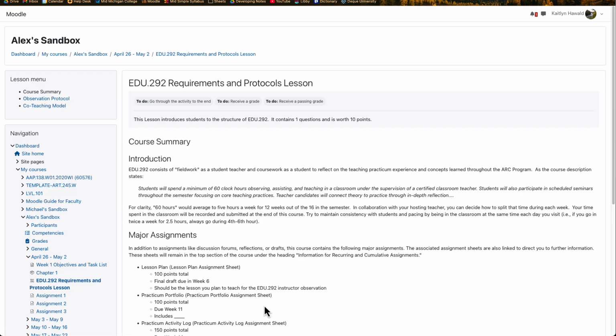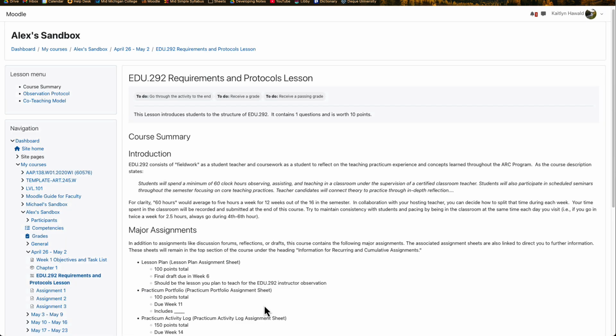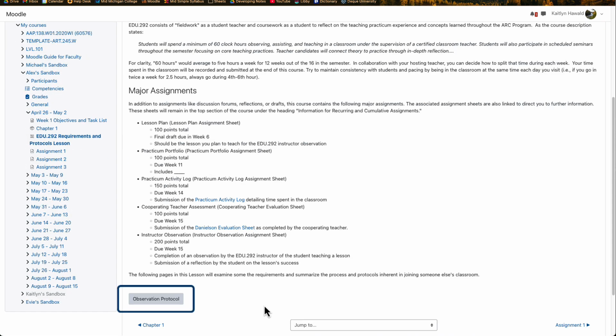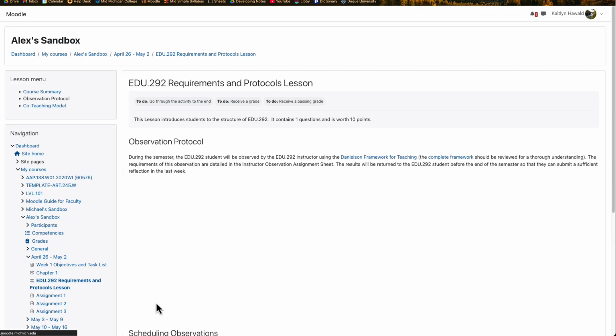This opens the first page of the lesson. Once we review this page, we can go to the next with the navigation buttons at the bottom. These buttons can be customized by an instructor, so they may say something like Next or Previous.